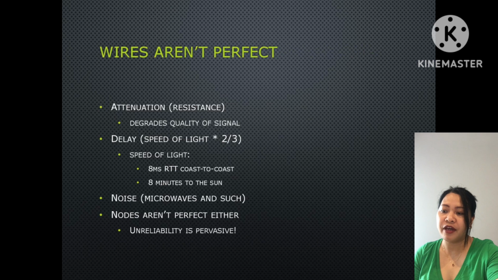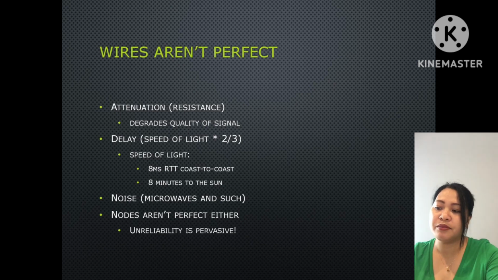Wires aren't perfect. Attenuation and resistance degrade the quality of signals. Delay: the speed of light is about 2/3 in wire, RTT coast to coast is about 80 ms, and it takes 8 minutes for light to reach the sun. Noise: microwave and so on. Nodes aren't perfect either; unreliability is pervasive.